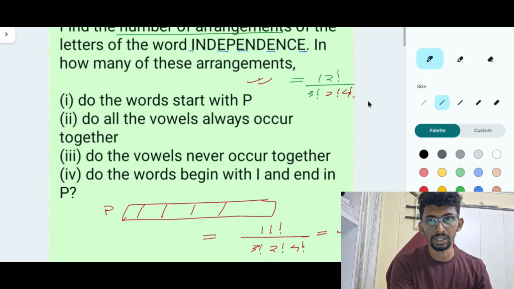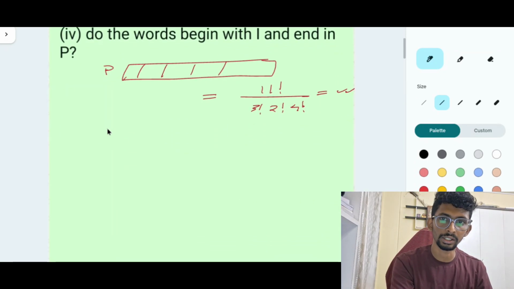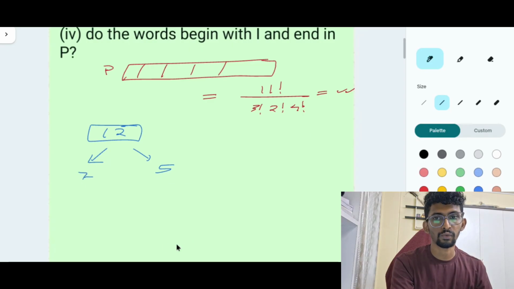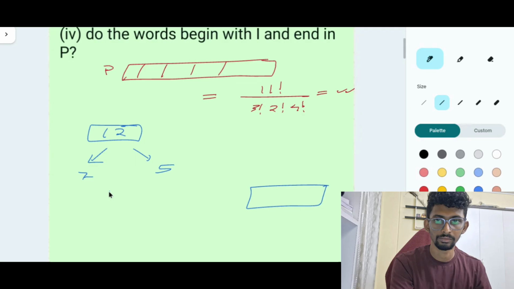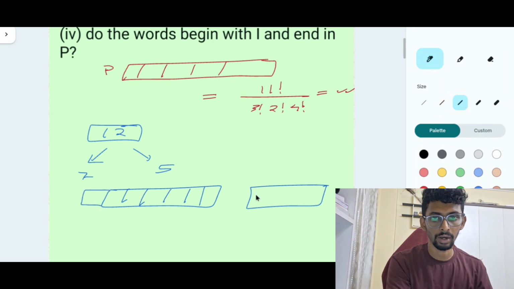And these vowels occur together. So that means the word will be something like this. Out of those 12 letters, 5 letters are vowels, so 5 are vowels and 7 are consonants. So these 5 you can consider as a single unit, and the 7 letters, 1, 2, 3, 4, 5, 6, 7. So these are fixed, where the vowels will be E, E, E, E and I, and the rest 7 are consonants.